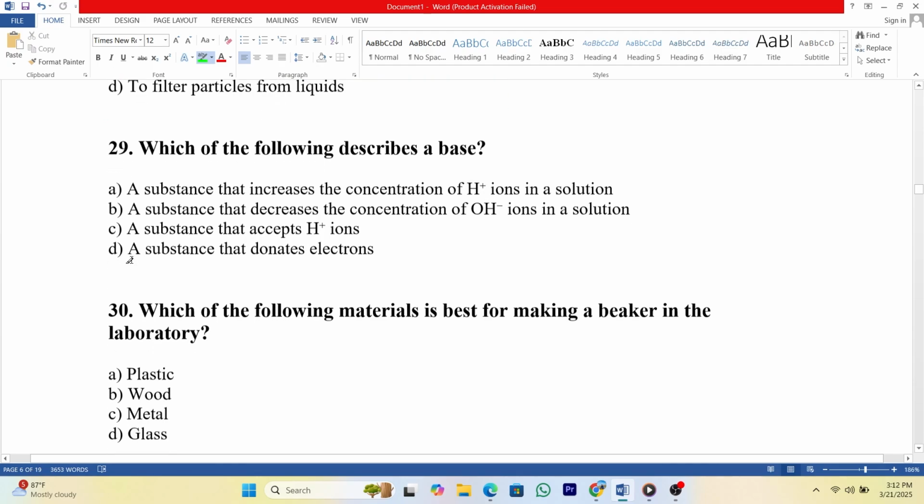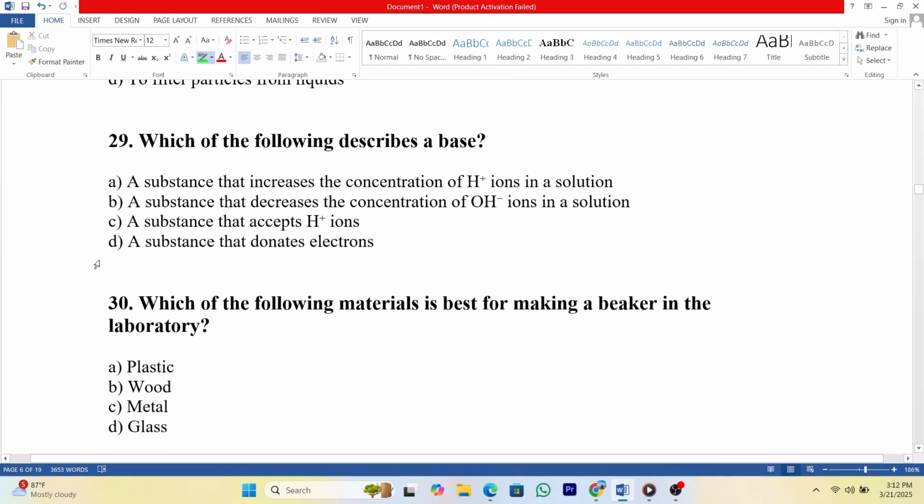29. Which of the following describes a base? A. A substance that increases the concentration of H ions in a solution. B. A substance that decreases the concentration of OH ions in a solution. C. A substance that accepts H ions. D. A substance that donates electrons. Answer, C. A substance that accepts H ions.